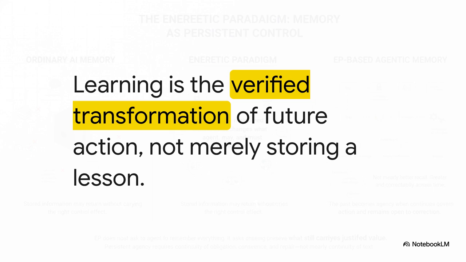If an agent writes a reflective note that says, "I shouldn't do that again," but its future actions aren't actually constrained, it hasn't learned a thing. True learning occurs only when verified experience produces a disciplined and observable change in future behavior.